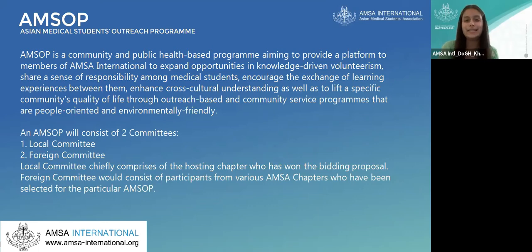An AMSOC will ideally consist of two committees. One is the local committee and the second is the foreign committee. The local committee would chiefly comprise the hosting chapter that has won the bidding proposal, and the foreign committee would consist of participants from various AMSA chapters who have been selected to participate in a particular AMSOC.